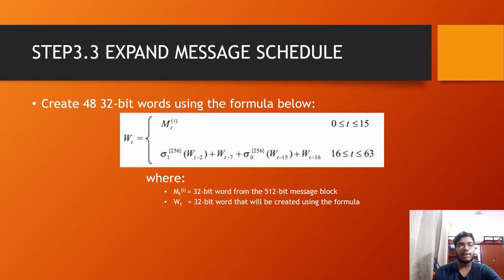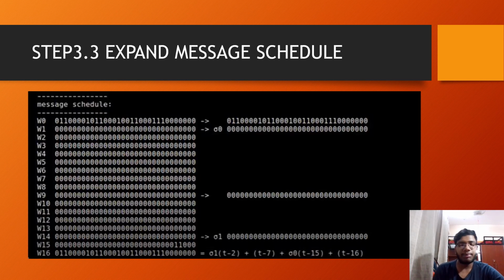So, for better understanding, we have an example. For example, getting the 17th word, we have t equals 16. Since we started at index 0, to get its value, we simply have to apply the lowercase sigma 1 function to the term at t minus 2, which is t equals 14, or simply the term ahead of it by 2 places. And we simply take the value at t minus 7, which is at t equals 9 in this case. We don't have to perform any function for this, as stated in the formula. Next, we get the term 15 places before the term being generated, and perform the lowercase sigma 0 function on the value.